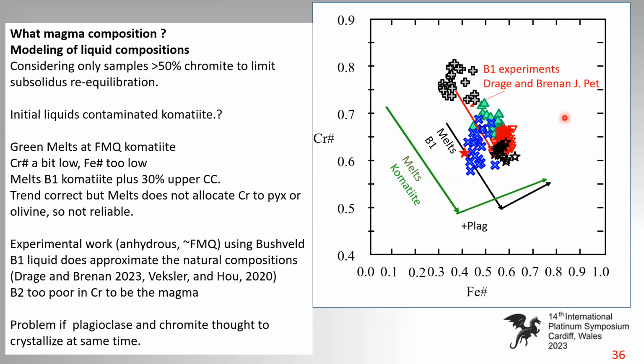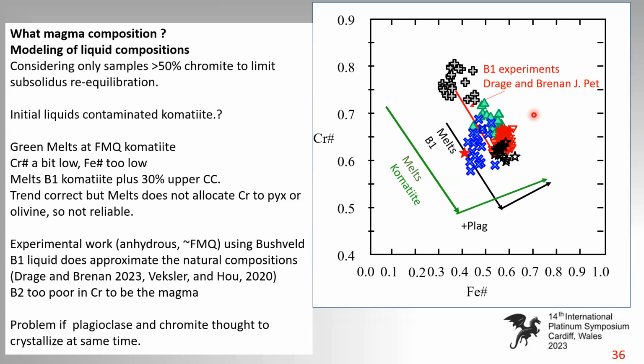You'll notice we don't have this spread over here, and the Marinsky ones were somewhere over here. Marinsky is a different kettle of fish. Not touching Marinsky today. Right, so the experimental work at anhydrous, at FMQ, using the B1 liquid does approximate natural compositions. The B2 would be too poor in chrome to make the chromites we see. And you could put water in, but when you put the water in, the chromites tend to come out too iron rich. That's partly because when you put the water in, you're oxidizing it. So it makes a bit of a mess of things.